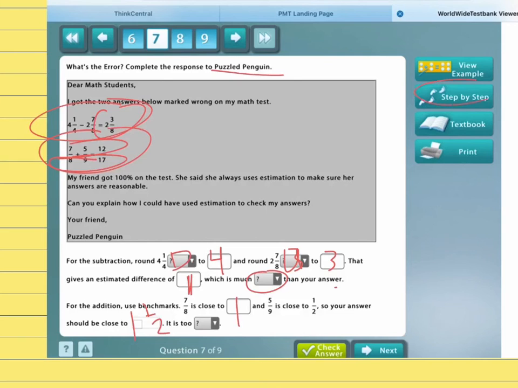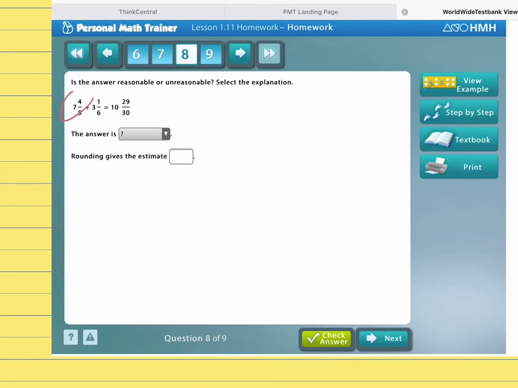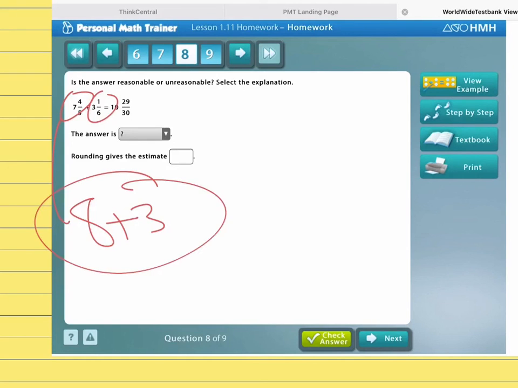But again, use the step-by-step and the view example on these to help you solve it, because it's about the learning, not getting the answer. All right, let's find out if this is reasonable. I'm going to go ahead and round that to 8. I'm going to round that down to 3. So the answer should be close to 11, and your answer is very close to 11, so the answer is reasonable. And the estimate should be 11.